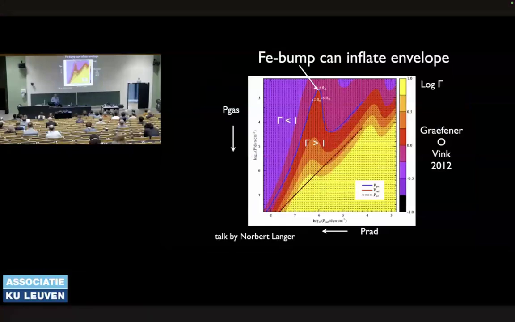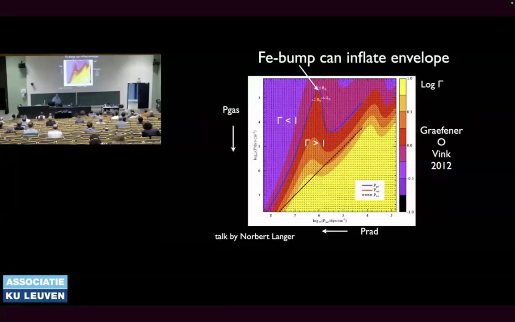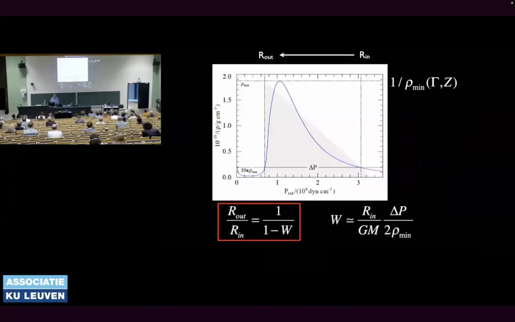Norbert talked about. So I got involved with this through Yorick and Butch Greifner and analyzed what happens when you get this iron bump. And then what happens is if you want to stay above the Eddington limit, you have to go over this hump. Okay, and so you're going over the hump, you lower the density stratification. And I came up with this simple idea about how you could estimate the inflation factor.